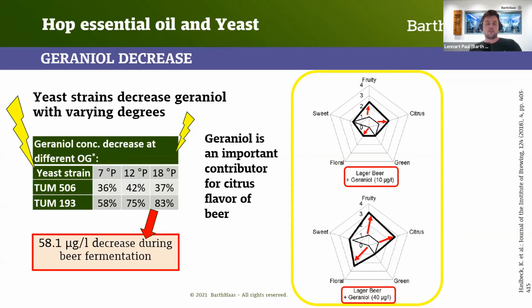It could be more than 80%, which is a lot. They did the same as in the trials before. They just dosed in 70 micrograms per liter and looked at the transformation or conversion rates of this aroma compound. And why geraniol is that important, I would like to show you.